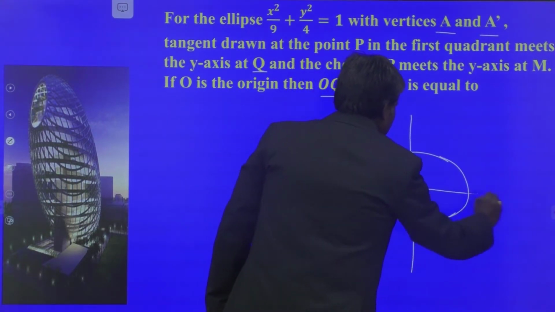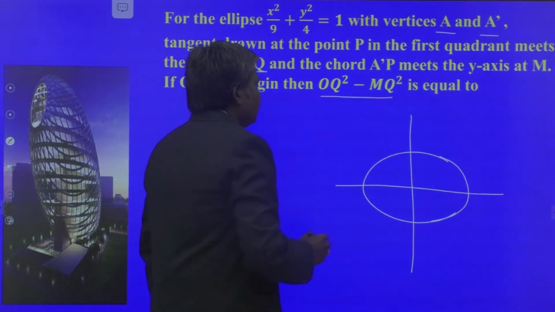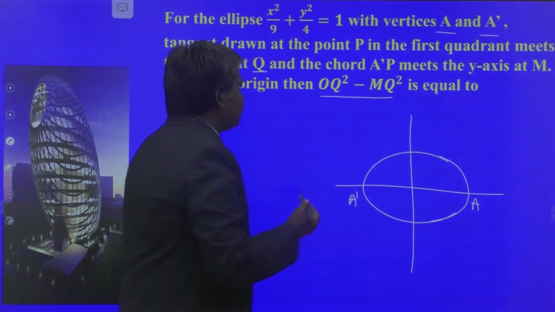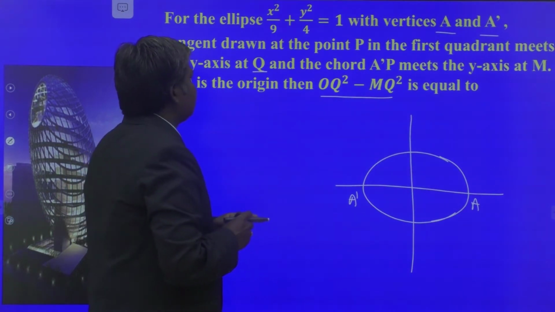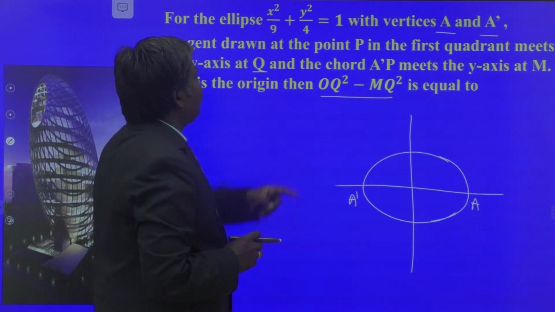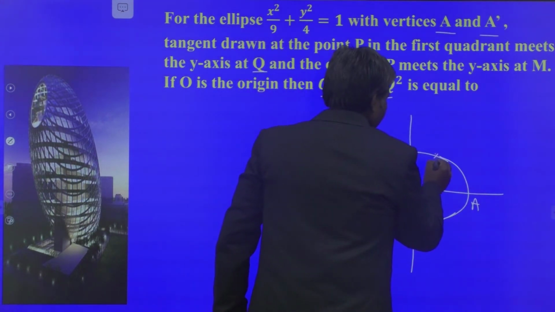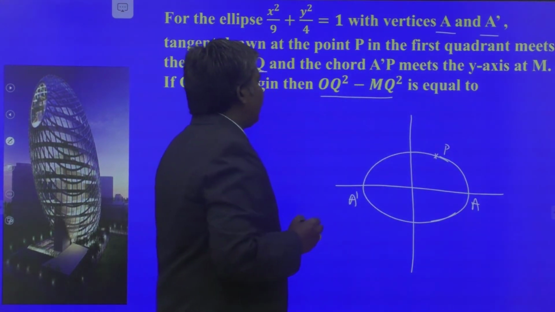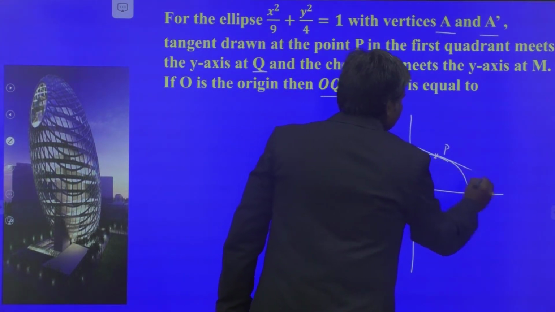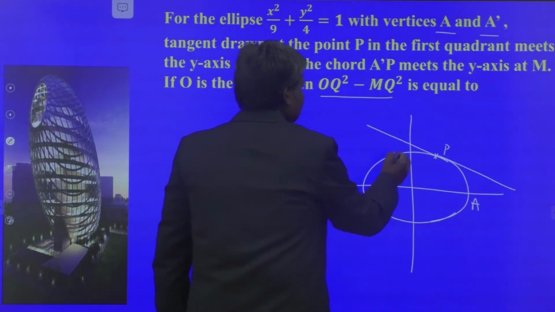So this is y-axis, this is x-axis. Its major and minor axes are along x and y-axis as shown in this figure. A and A dash are vertices. This is my A, this is A dash. Next, what are they asking? Tangent at any point P in the first quadrant meets the y-axis at Q. This is my point P. We are drawing tangent at P to the ellipse. It meets the minor axis at Q. This is my point Q.